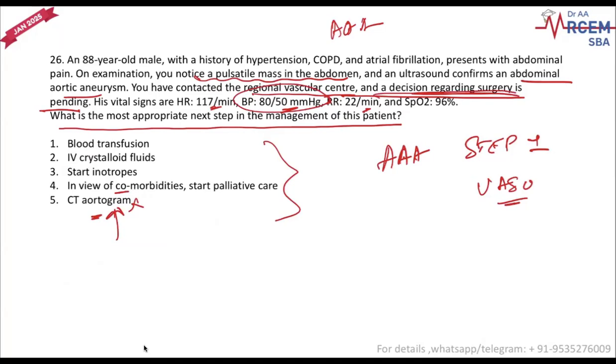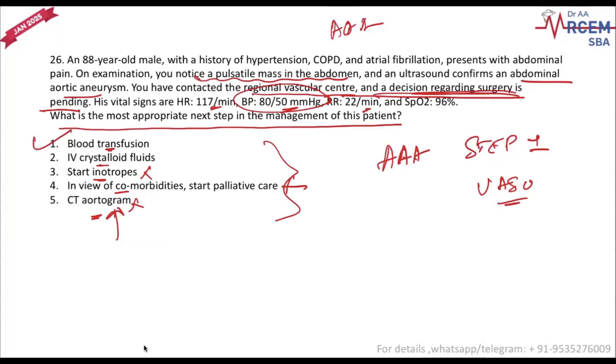You cannot just decide on your own on palliative care, because other specialties are involved. You're waiting for a decision. Palliative care cannot be done here, so again, you rule it out. Start inotropes? Inotropes you will not be starting. First, you will be doing resuscitation. For resuscitation, you have two fluids available: one is blood, one is crystalloids. Blood is preferred over crystalloids in this situation. So blood will be given to this patient. The right answer here is blood transfusion.